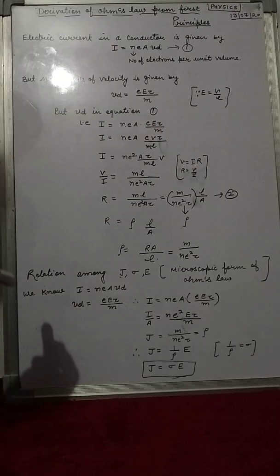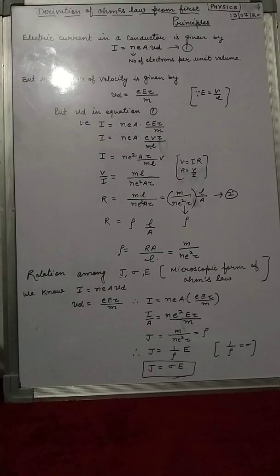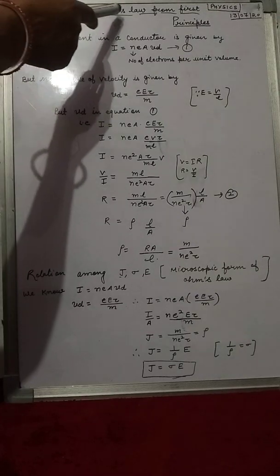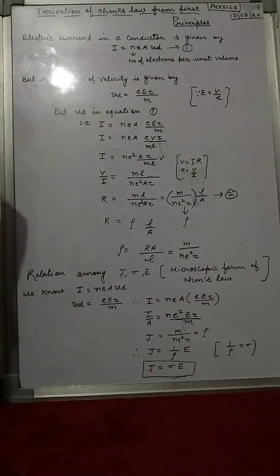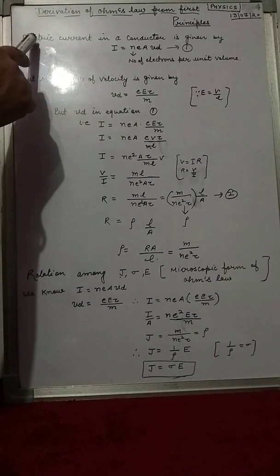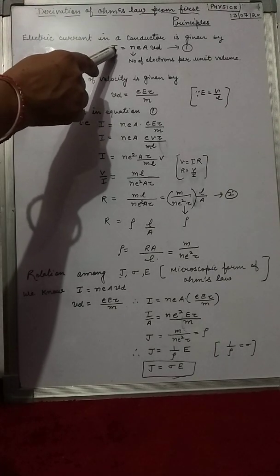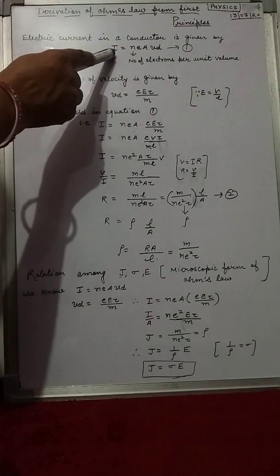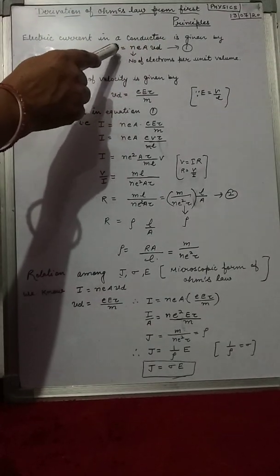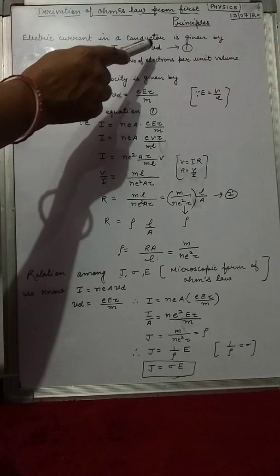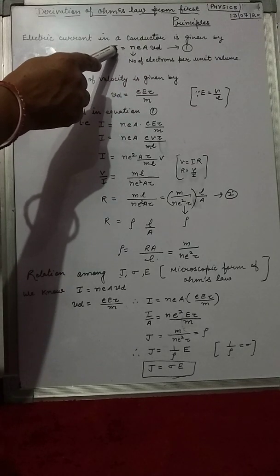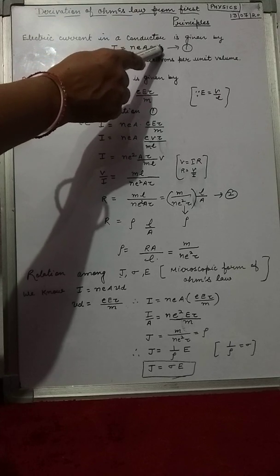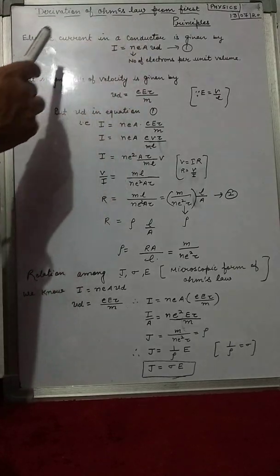Hello student, today we will derive Ohm's law from first principle. To derive this, we have a relation that we have derived already, the relation between the current and drift velocity. The relation between current and drift velocity is given by I = nAe vd. We have derived this already.